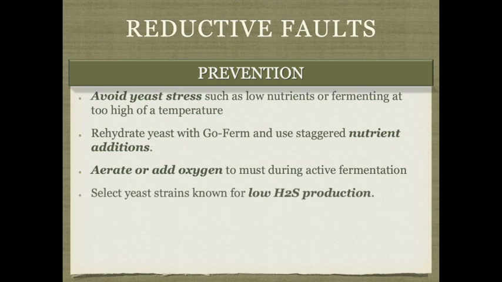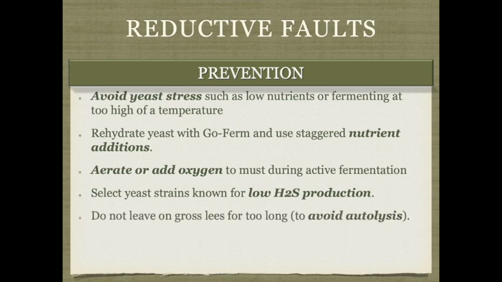Select yeast strains that are known for low hydrogen sulfide production. You can read the manufacturer's or the supplier's information on which strains have lower sulfide production. Try to avoid leaving on the gross lees for too long. And this doesn't happen immediately. I know some new mead makers are trying to rack off the lees at like 2 or 3 weeks. It's not going to happen that fast, but I'd get more worried about it.